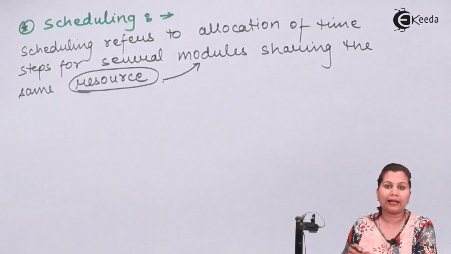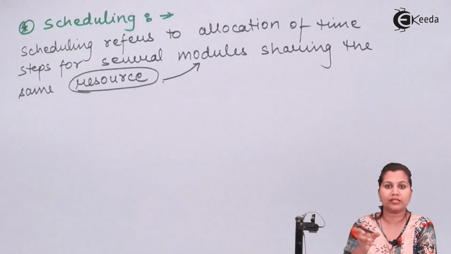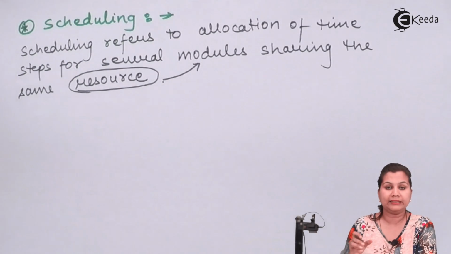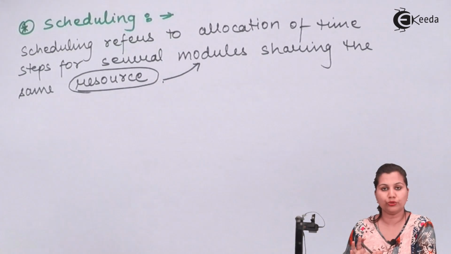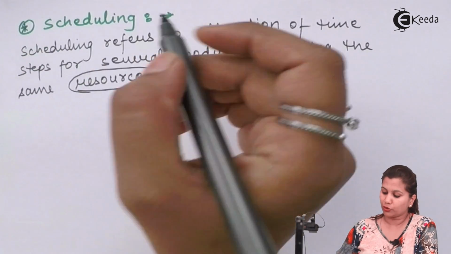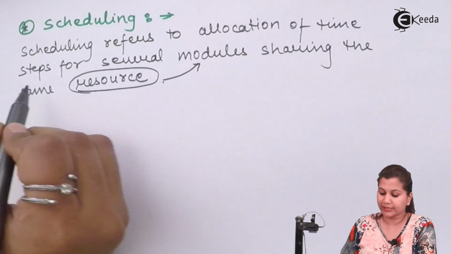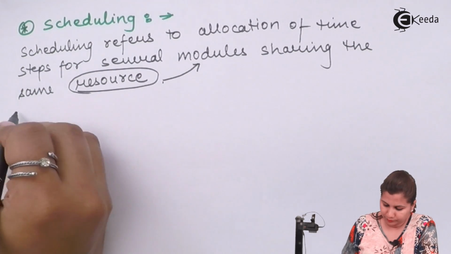Time slots are allocated to each of these modules: this module is going to use the resource for this much time, and the priority is that this module is going to use the resource first, and this one is going to use it at the second step. So allocation of time steps for several modules sharing the same resource is done in the fourth step.